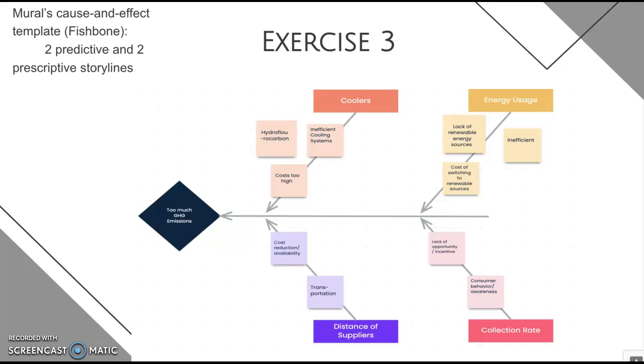And then cost reduction and availability, it would be a lot of money to switch to closer suppliers or to increase the number of suppliers to make transportation quicker, therefore reducing greenhouse gas emissions. And also it's not as available. They're just in certain spots of the country.